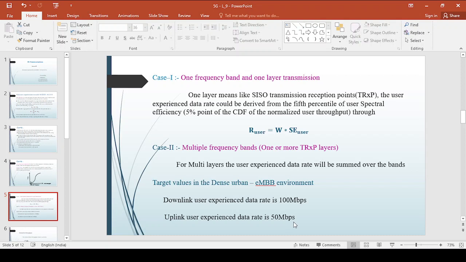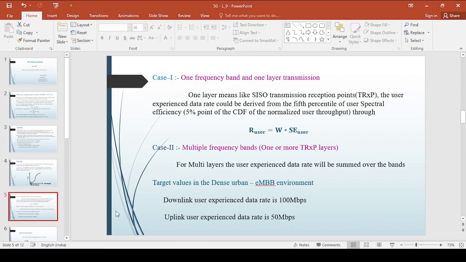This is one more requirement, user experience data rate, which is nothing but the 5% of the cumulative distribution function of the user throughput, and here we calculate using the formula R user equals W into SE user. If you have one frequency band, you can directly calculate using this formula. If you have multiple frequency bands, we calculate individually for each frequency band, and at last we add all those values to get the user experience data rate under multiple frequency bands. The target value of user experience data rate in downlink is 100 megabits per second, whereas in uplink it is 50 megabits per second. Again here the DL to UL ratio is 2:1.